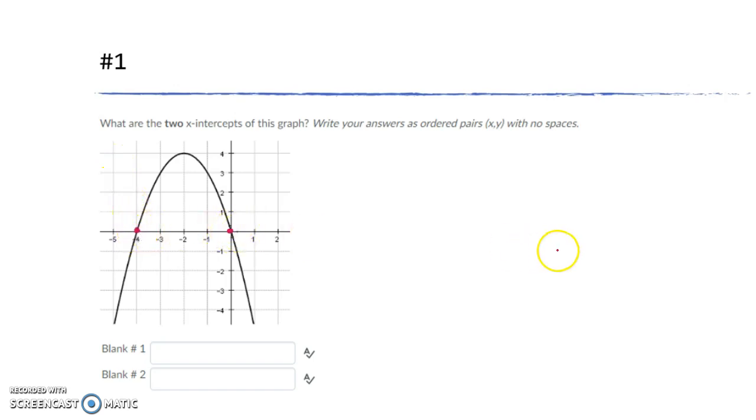You need to remember how we label the points. We always do the x coordinate first, then the y coordinate. And on this question, it doesn't matter which point you place in which blank. The OHS will take them in either order. It doesn't matter which point goes in blank 1 or which one goes in blank number 2.